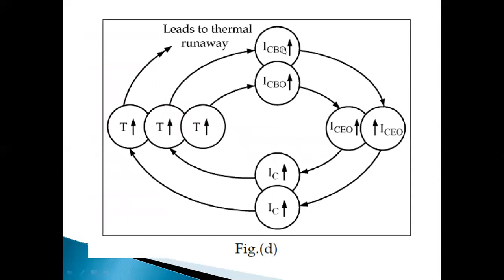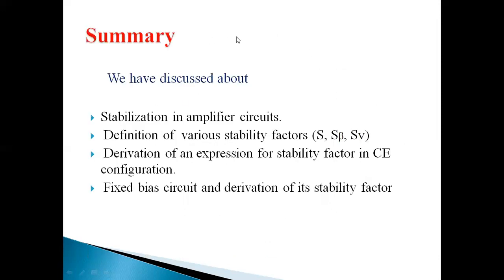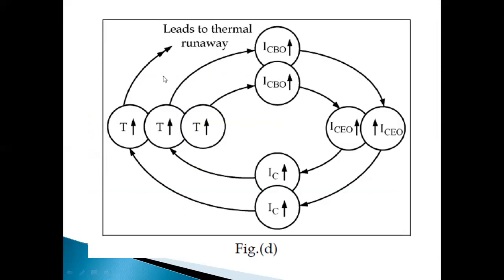This leads to thermal runaway. If you observe here, when temperature rises, ICBO rises, ICEO rises. When ICEO rises, collector current rises. When collector current rises, it produces heat. Due to the rise in heat, temperature increases, and this process is cumulative. What happens due to this cumulative action? It leads to thermal runaway. This causes the self-destruction of the transistor.